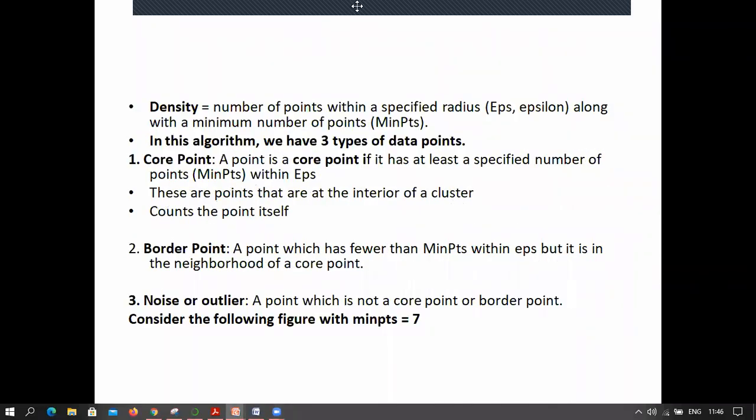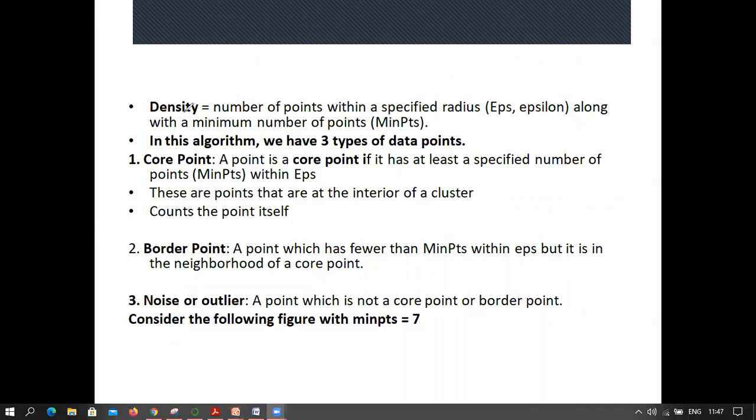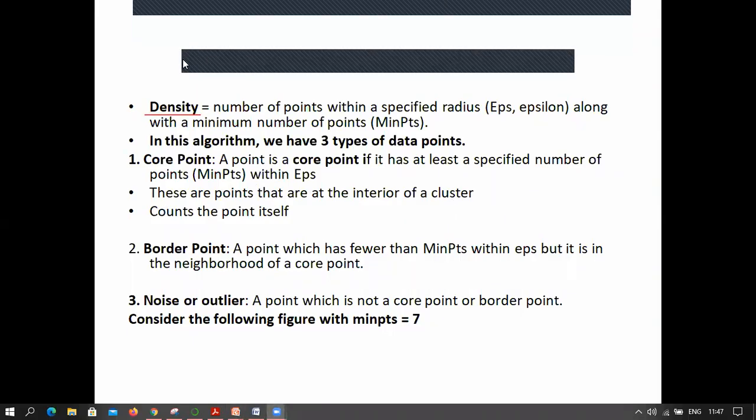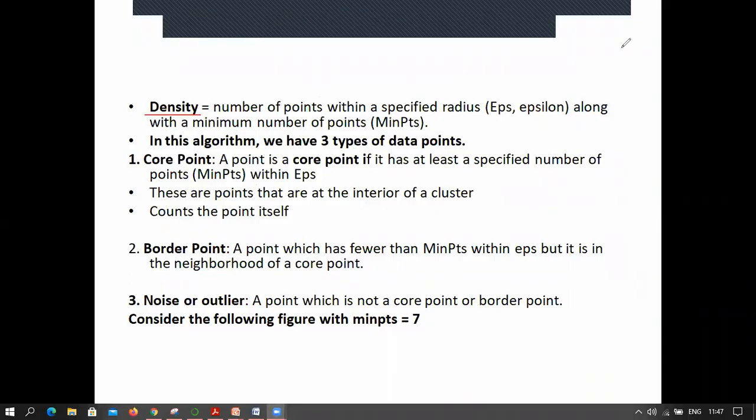Okay, now in this algorithm, we are using one word, that is the density. You are already familiar with this density, but with respect to this algorithm, what's the meaning of density? Here it is written: number of points within a specified radius along with the minimum number of points. Suppose when you are drawing a circle with epsilon radius, how many data points are coming within this? That is representing the density of this circle.